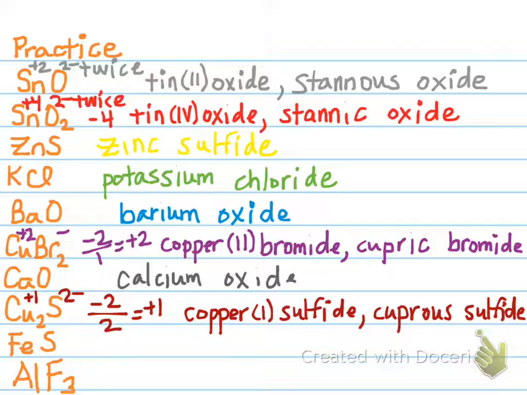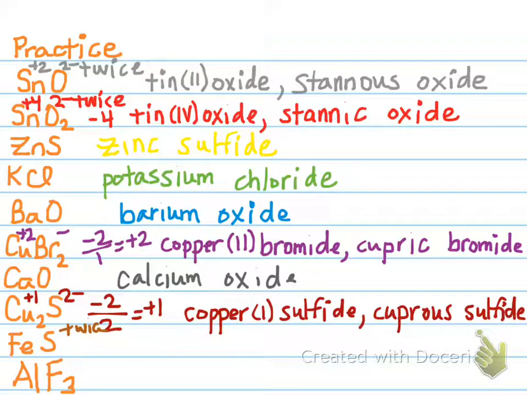So again, because it was on my helper sheet and had more than one possible charge, I have to name it twice. Fe and S, metal and nonmetal, therefore it's an ionic compound. Fe, short column of my periodic table, that means I check my helper sheet. Fe's iron. Iron's on my helper sheet. It has more than one possible charge. So I'm going to have to name this twice.